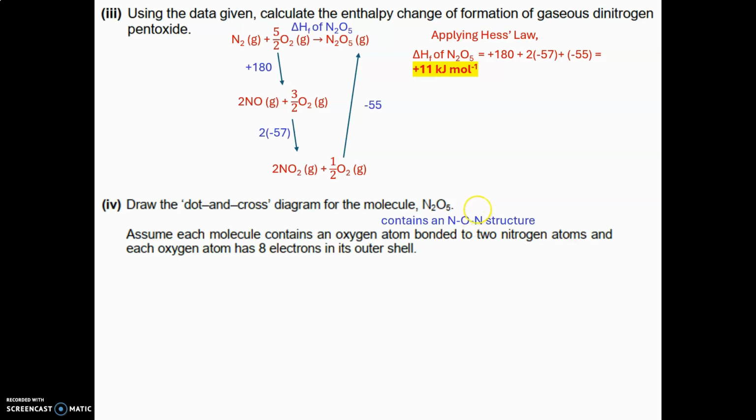So just keep this in mind and make sure that all your atoms have a stable octet, and this is the dot and cross diagram you're going to get. So the nitrogens have 1 single bond, 1 dative bond, and 1 double bond to oxygen. This is how the Lewis structure looks like.